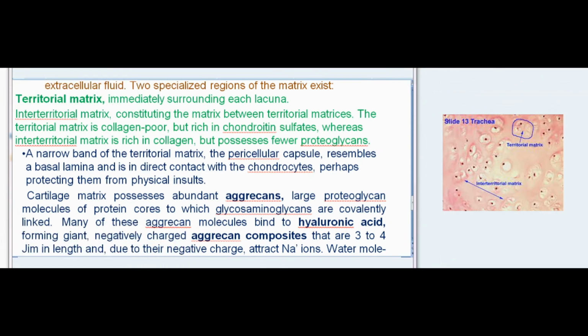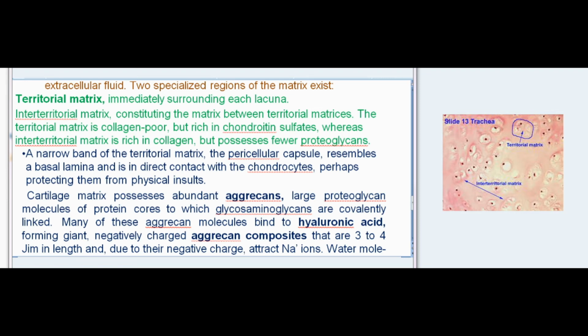Two specialized regions of the matrix exist: territorial matrix, immediately surrounding each lacuna, and interterritorial matrix, constituting the matrix between territorial matrices. The territorial matrix is collagen poor, but rich in chondroitin sulfates, whereas interterritorial matrix is rich in collagen, but possesses fewer proteoglycans. A narrow band of the territorial matrix, the pericellular capsule, resembles a basal lamina and is in direct contact with the chondrocytes, perhaps protecting them from physical insults.